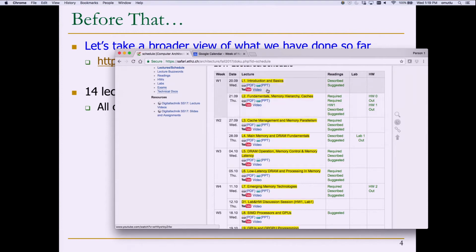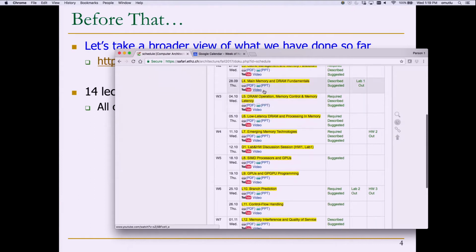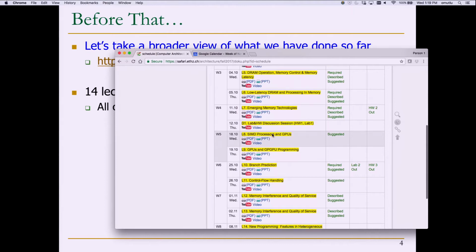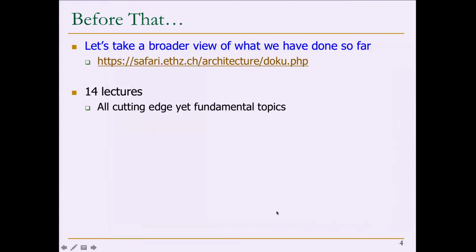Okay, we've covered a lot of fundamentals: memory hierarchy, cache management, main memory. So these are all cutting edge and fundamental topics, actually. Emerging memory technologies, GPUs, branch prediction, control flow, memory interference, as we've discussed just now. So we're right now on the 15th lecture, I think. And I'll go back to this.